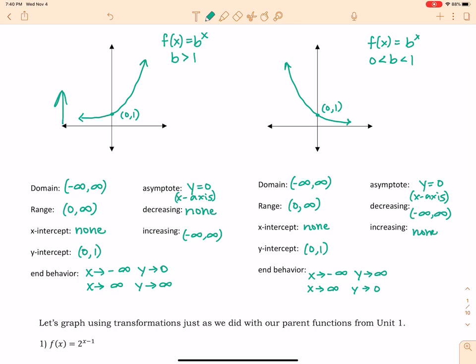So this is your basic exponential graph information. This is what all of your basic exponential functions are going to look like. They're either going to rise to the right or rise to the left, depending on what value you have for your base. All right, in the next video, we're going to look at some examples.